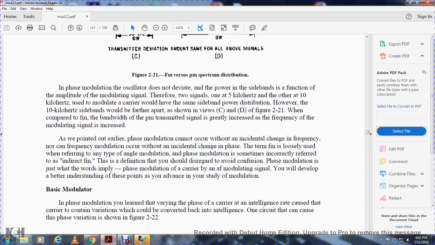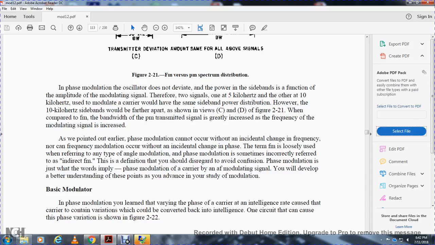The term frequency modulation is loosely referring to the type of angle modulation, and phase modulation is sometimes incorrectly referred to as indirect frequency modulation. This definition you should disregard to avoid confusion. Phase modulation is just what the word implies: the phase modulation of a carrier by any audio frequency modulation signal.